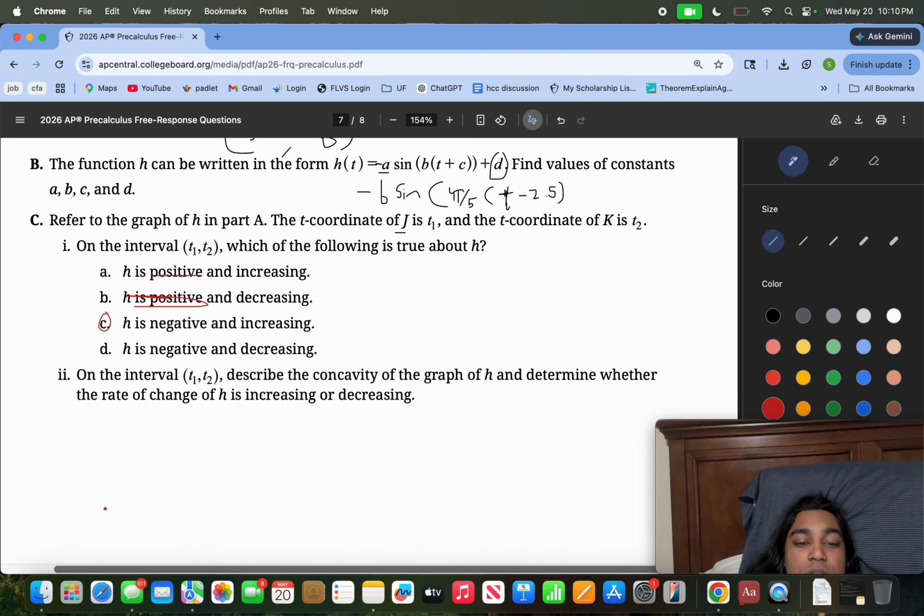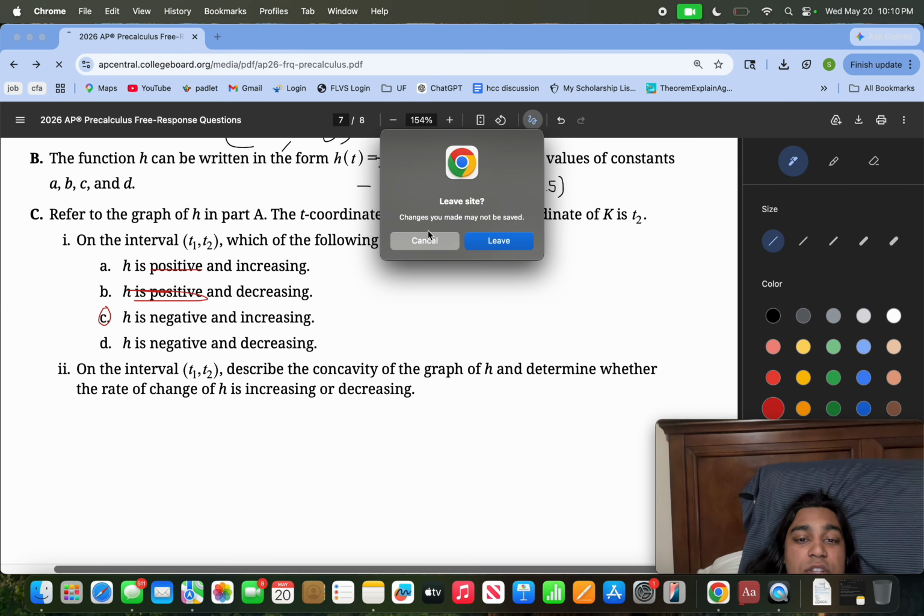Tell me about the concavity. It's concave up, so its rate of change is increasing.